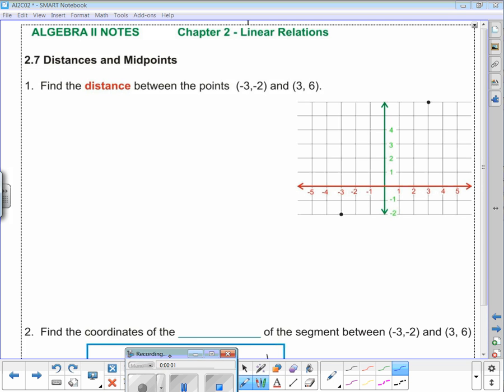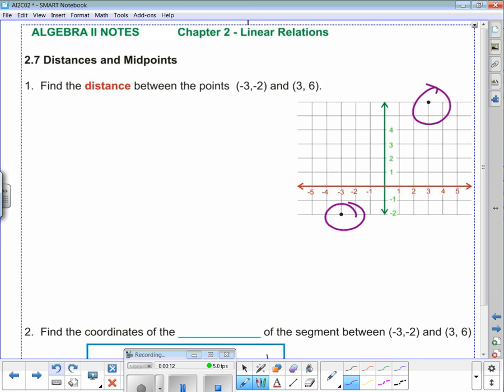All right, so let's take a look at distances and midpoints. We've got an example here, and I'm just circling to focus your attention. We've got 2 points, right? You need to do that in your notes. And what we want to do is find the distance between those 2 points. That's what we're after. So what is the distance between those 2 points?